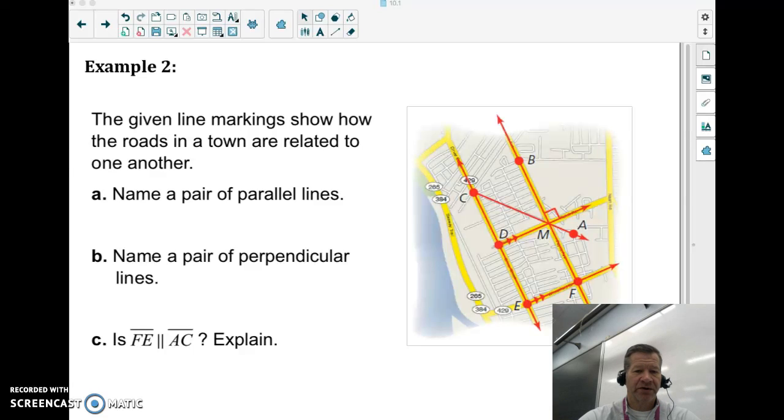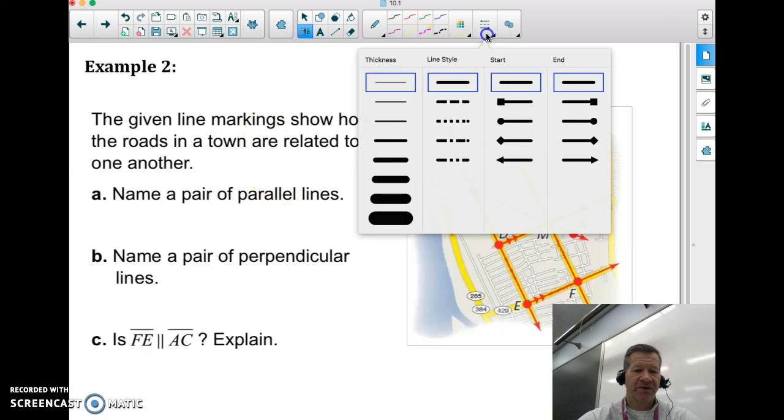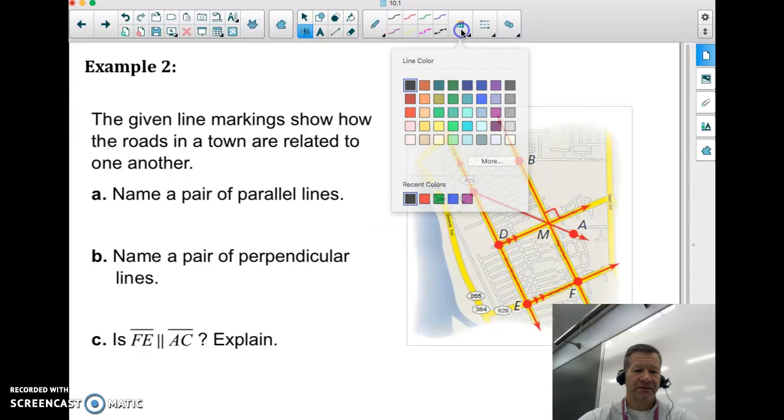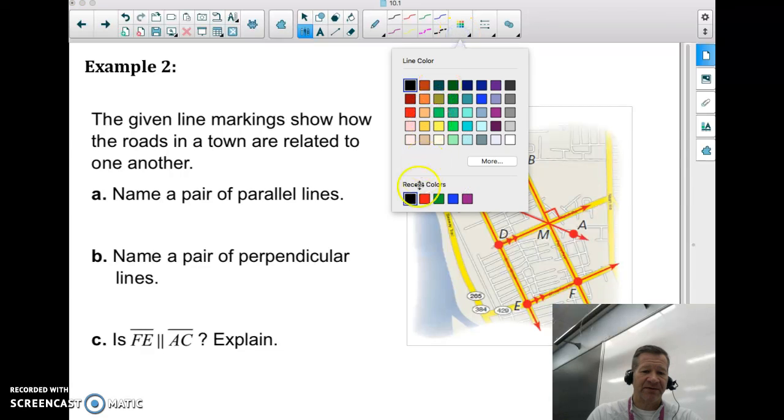Okay, example 2 in section 10.1 should be a little quicker because we already learned all the concepts that we need to. So what we're going to do here is we've got another figure, and it looks like some sort of street map. And we are going to answer just a few questions about that map. The given line markings show how the roads in a town are related to one another. What we want to do first is name a pair of parallel lines.